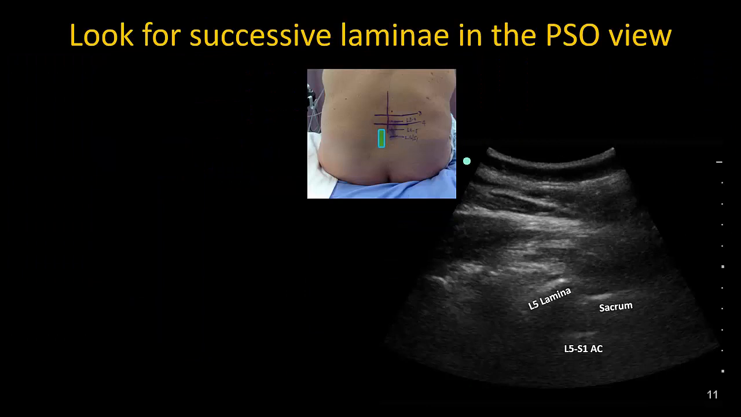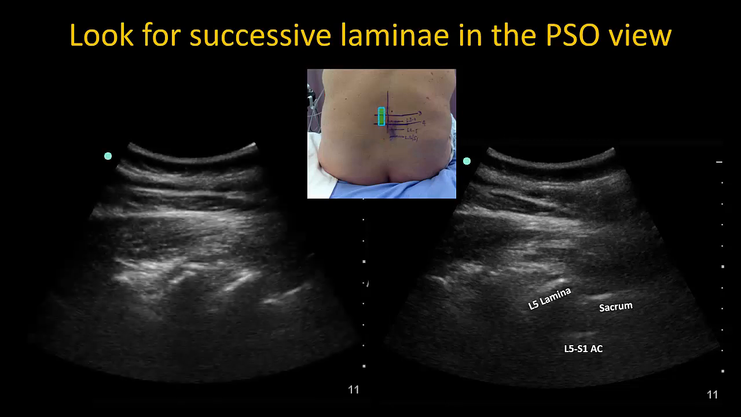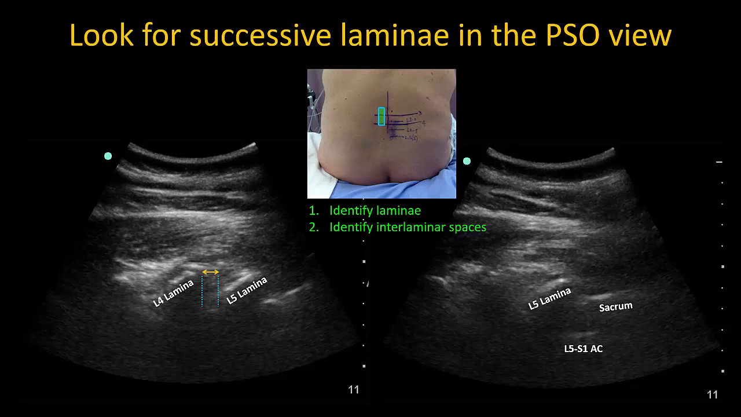This is an image from another obese patient. Having found the sacrum and the L5-S1 space, the probe should be slid cranially to visualize the other laminae. From this, we can identify the interlaminar gaps, which allows us to count and mark intervertebral levels. Unfortunately, the anterior complexes are not always going to be visible, although careful sliding and tilting of the probe should be undertaken to optimize the image. This again is where practice in the normal patient helps with probe handling.